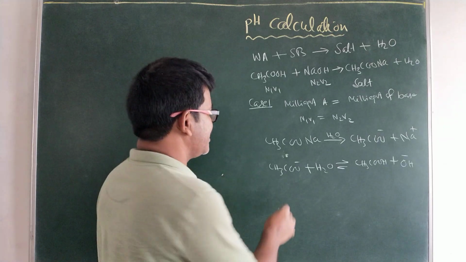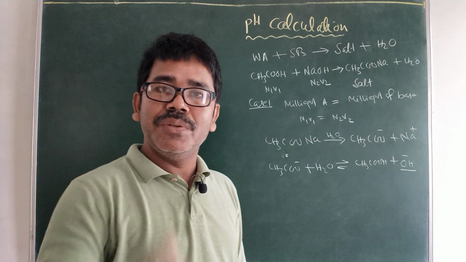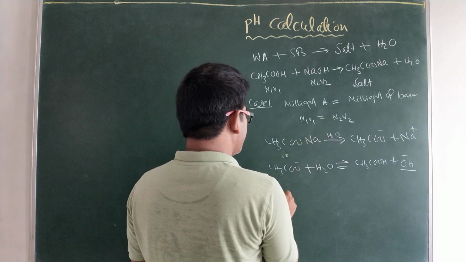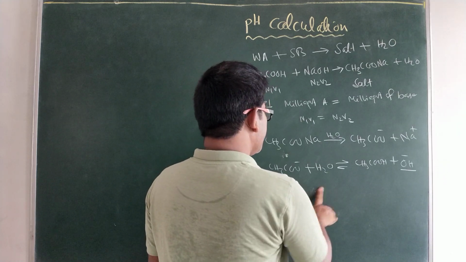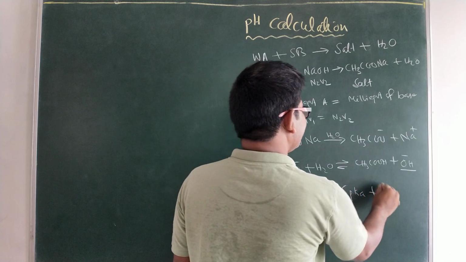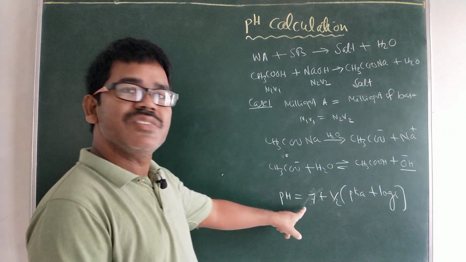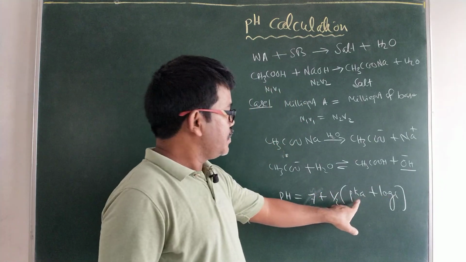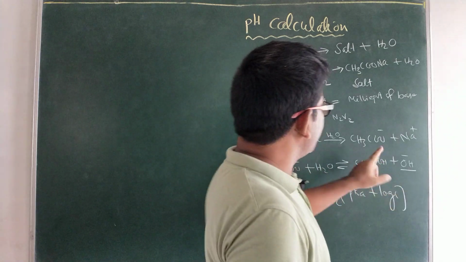Due to the anionic hydrolysis, what is produced? OH minus ion is produced. That means the solution will be basic. The pH for this solution is pH equal to 7 plus half pKa plus log C. As the solution is basic, the pH will be greater than 7. What is pK? It is the pK value of the weak acid. Here the weak acid is acetic acid. And what is C? C is the salt concentration.